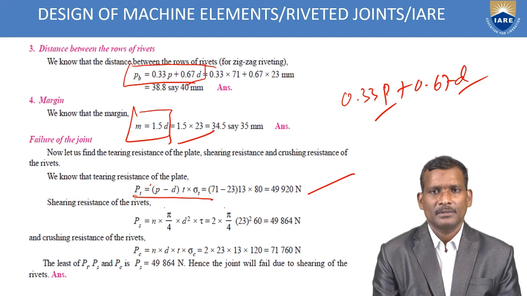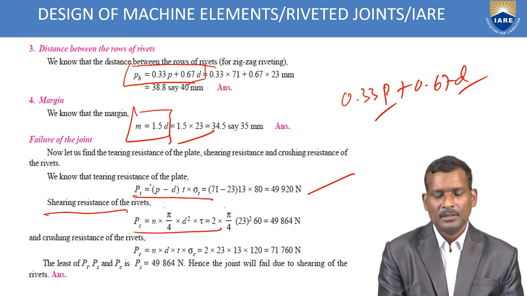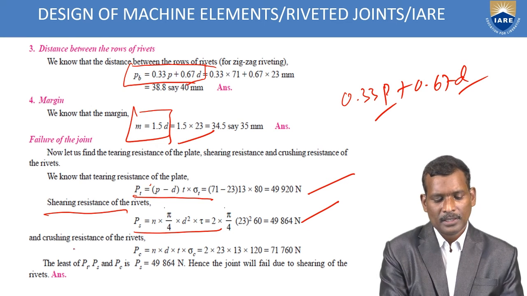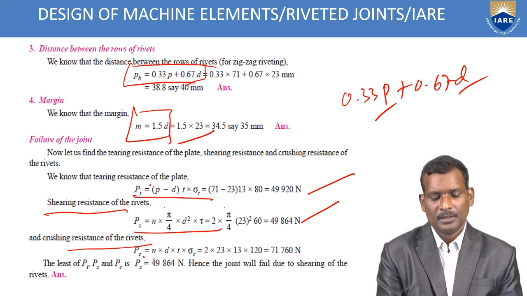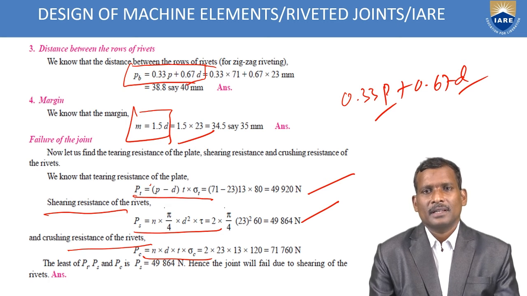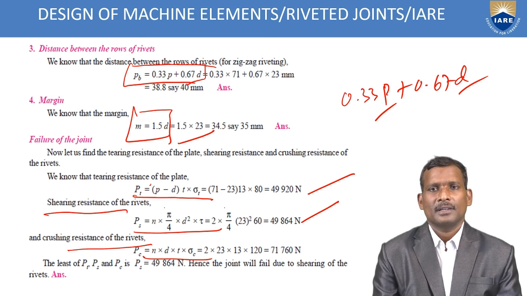Similarly, calculate the shearing resistance, and you will get that also. Finally, the crushing of the rivets: the crushing stress, the crushing resistance, you will get. Now take the least of the above values. That means the least of the tearing resistance of the plate, the shearing resistance, and the crushing resistance of the rivets.